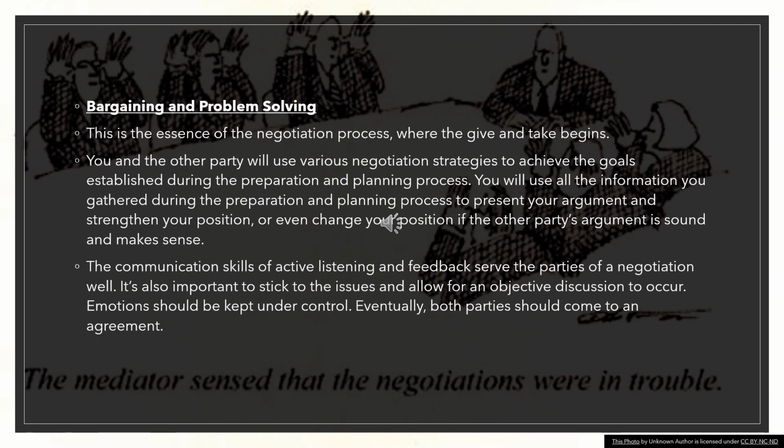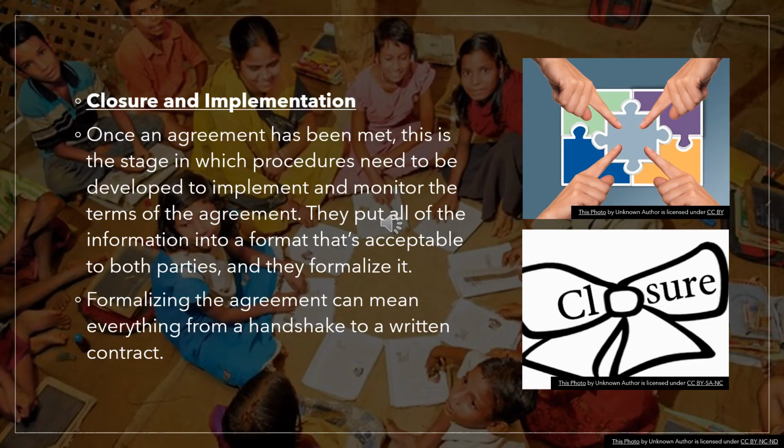So these are all examples of bargaining and problem solving. We are going to see the concept of closure and implementation, which says that once an agreement has been met, this is a stage where the procedures need to be put in place, implemented and monitored in terms of the agreement. Formalizing the agreement can mean everything from a handshake to a written contract.